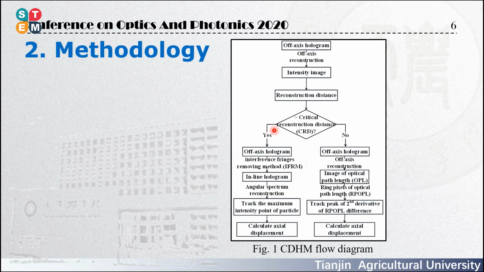If the twin image impact can be neglected, then we can conclude that the particle is out of focus. Then inline DHM can be used to calculate axial displacement, to make full use of the pros of inline DHM, the high resolution. If the twin image impact cannot be neglected, then the particle is in focus or nearly in focus. Then off-axis DHM is utilized to calculate axial displacement.